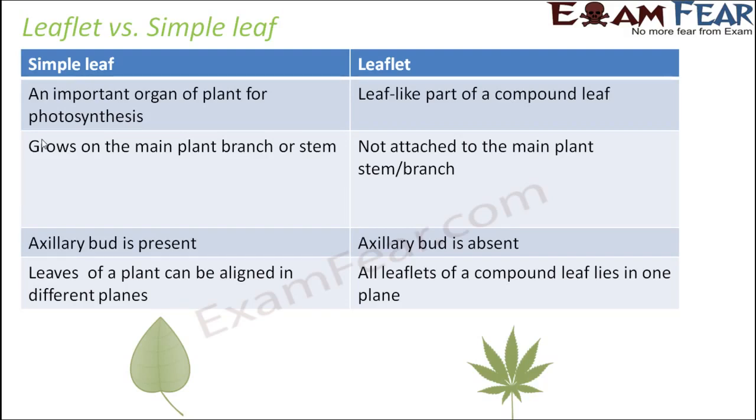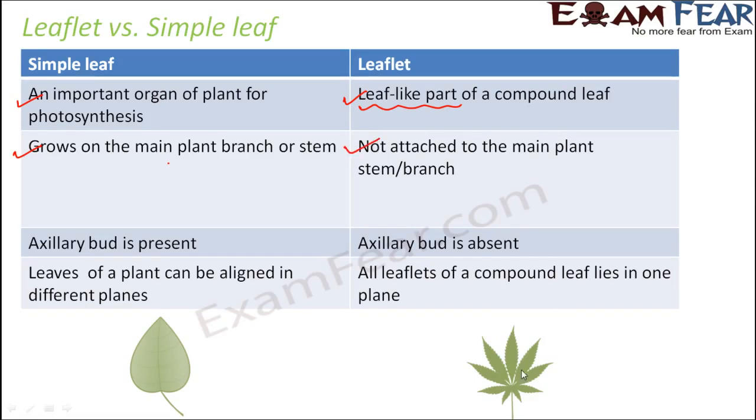Now when I talk about a simple leaf, it is an important organ of the plant for photosynthesis. As you all know, a simple leaf is a leaf. But a leaflet is a leaf-like part of a compound leaf. So a leaflet is not a leaf. It is just a part of a leaf. So it is part of a compound leaf. It looks like a leaf, but it is not a leaf. A simple leaf grows on the main plant branch or stem. So obviously, since it is a leaf, it will directly grow on the stem. Whereas a leaflet is not directly attached to the main plant.